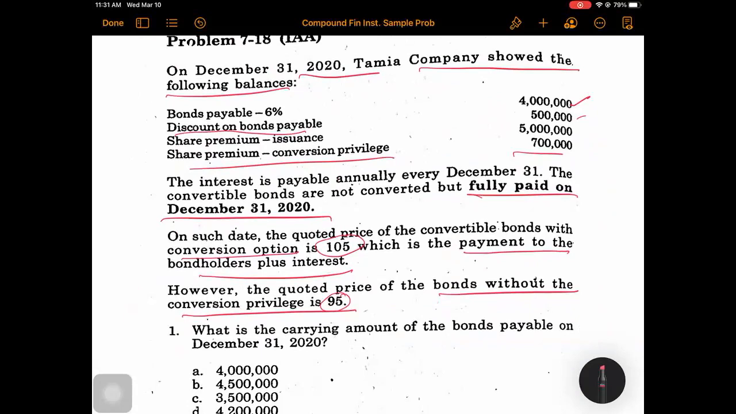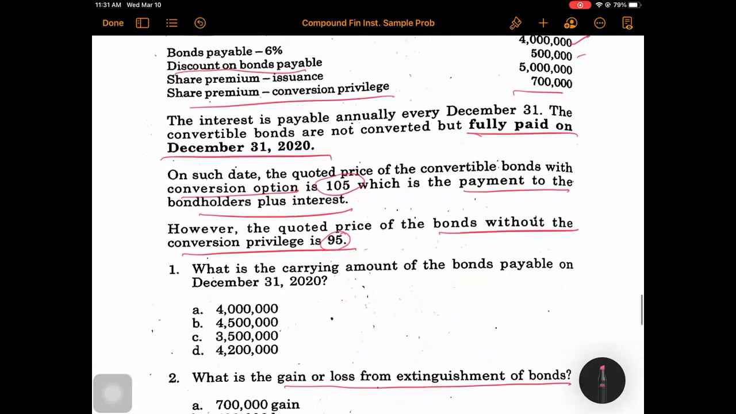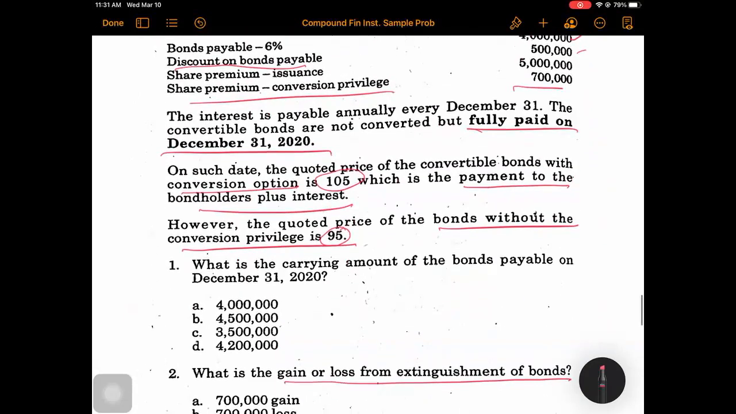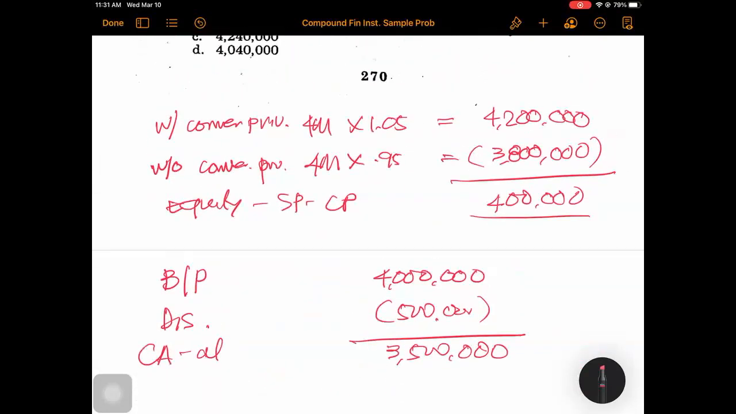At pila atong total gibayad ani? Okay, so nagbayad ta og 3,800,000. 'Di ba? Ang gibayaran nato sa atong liability is 3,800,000. Mao na itong gibayad sa liability. Pila ra gani atong carrying amount sa atong liability?